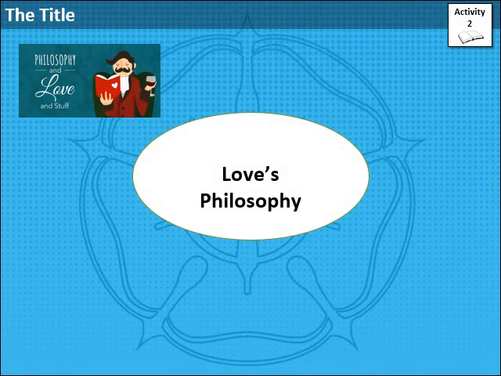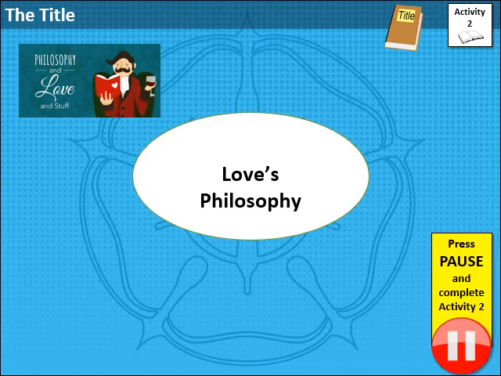Before you annotate the title this time, have a careful look at all the possible definitions of philosophy in your workbook. Then use these ideas to help you annotate the title with your ideas about what it suggests about the theme, tone and content of the poem. Press pause, complete the activity, and then press play to move on.